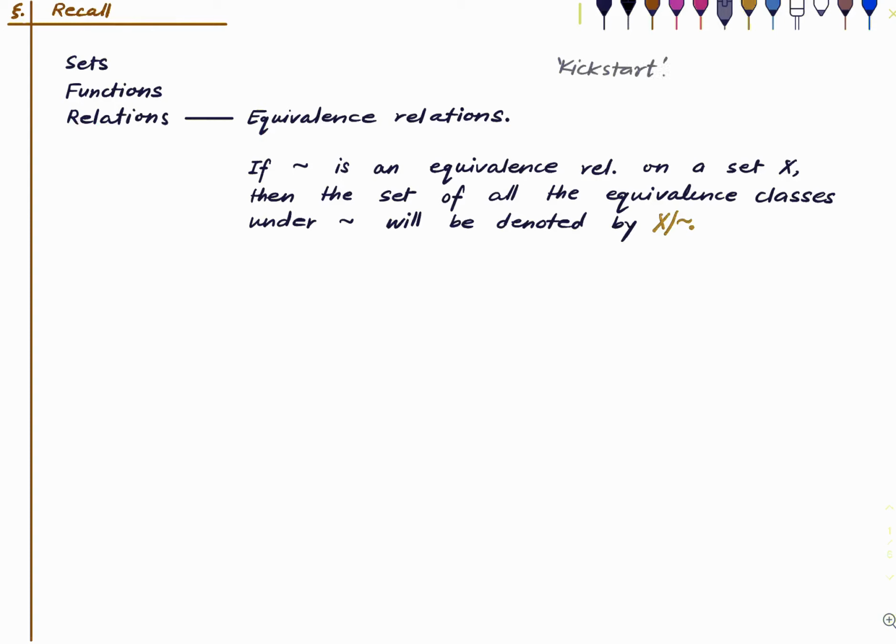I also want to introduce this notation: suppose tilde is an equivalence relation on a set X, then the set of all the equivalence classes under this equivalence relation will be denoted by this symbol, which is read X mod tilde. That's how we pronounce it. This is supposed to be just a forward slash. Okay, so let's keep these things in mind and proceed.